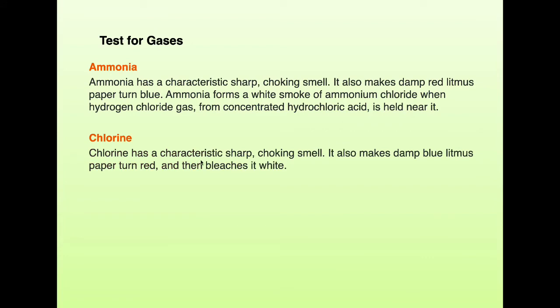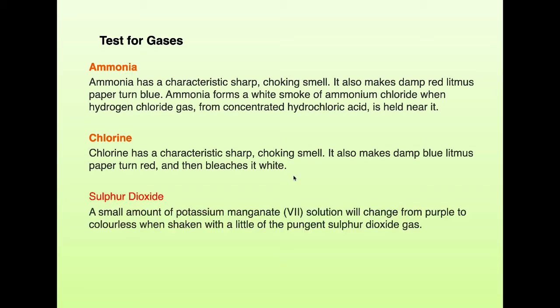Chlorine, it's a very good oxidizing agent, chlorine. It's got a sharp choking smell. It was used in chemical warfare, as you know. It will make damp blue litmus paper turn red. It's acidic. But then it bleaches it white. This is to do with it being an oxidizing agent. So chlorine bleaches things. It bleaches indicator paper white.